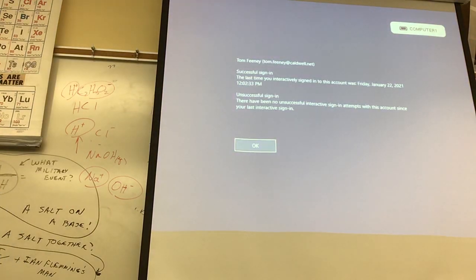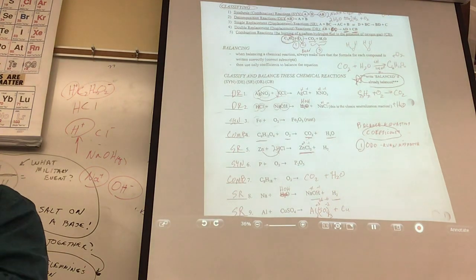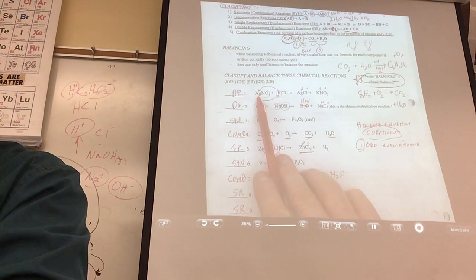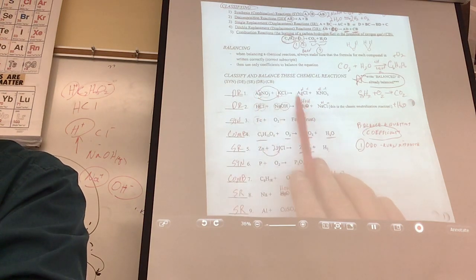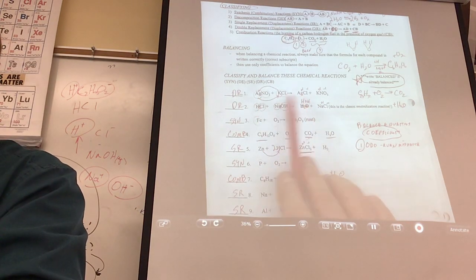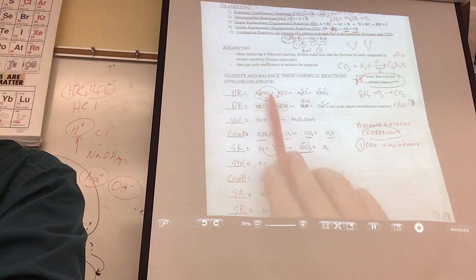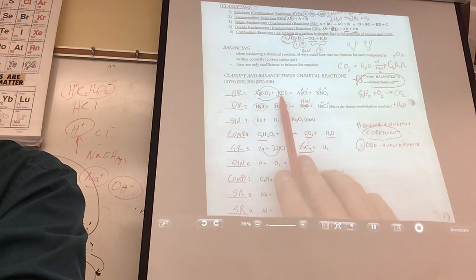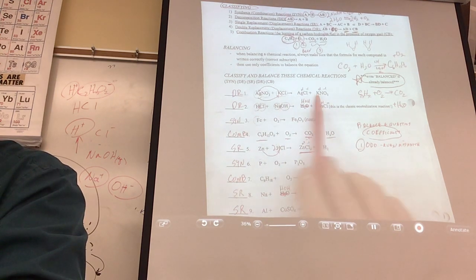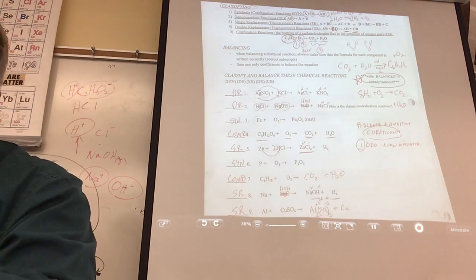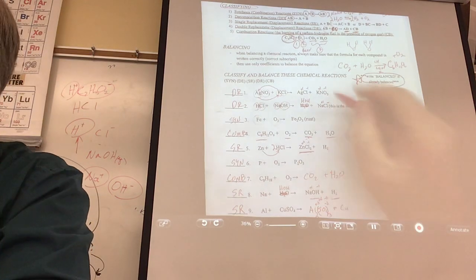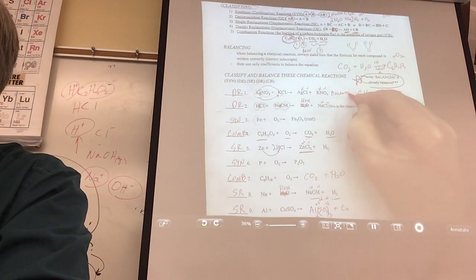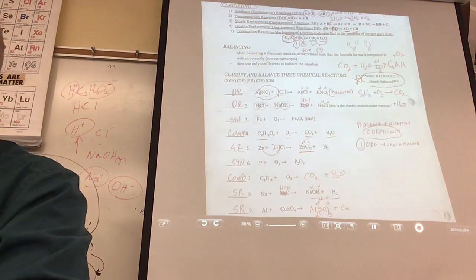Oh, okay, there you go. As a matter of fact, I'll show you one right now. Ready? On the left side of the arrow, I see 1 silver. On the right side of the arrow, I see 1 silver. That's balanced. On the left side of the arrow, I see 1 nitrate. On the right side, I see 1 nitrate. On the left side, I see 1 potassium, 1 chlorine, and on the right, 1 potassium, 1 chlorine. Oh, it's already balanced. So what do I have to write? It's already balanced. Got it?